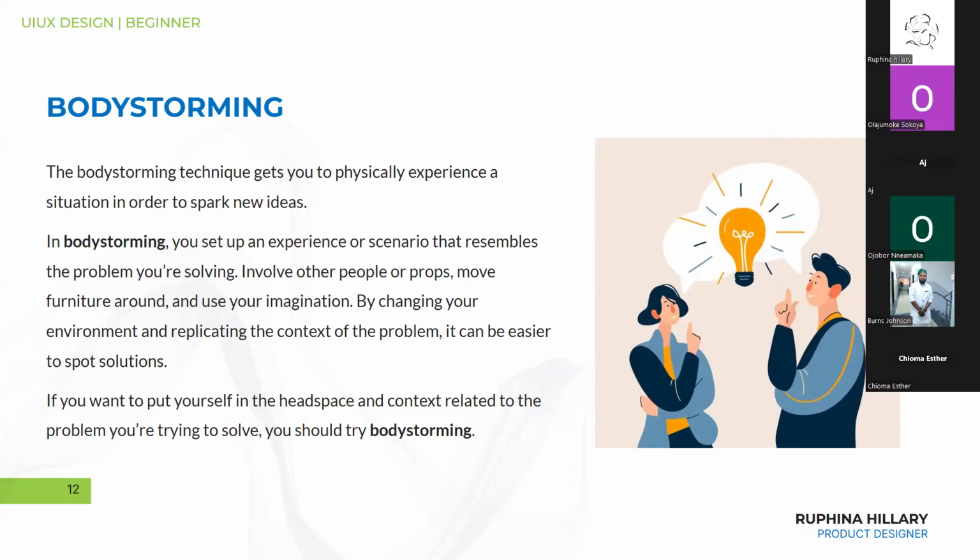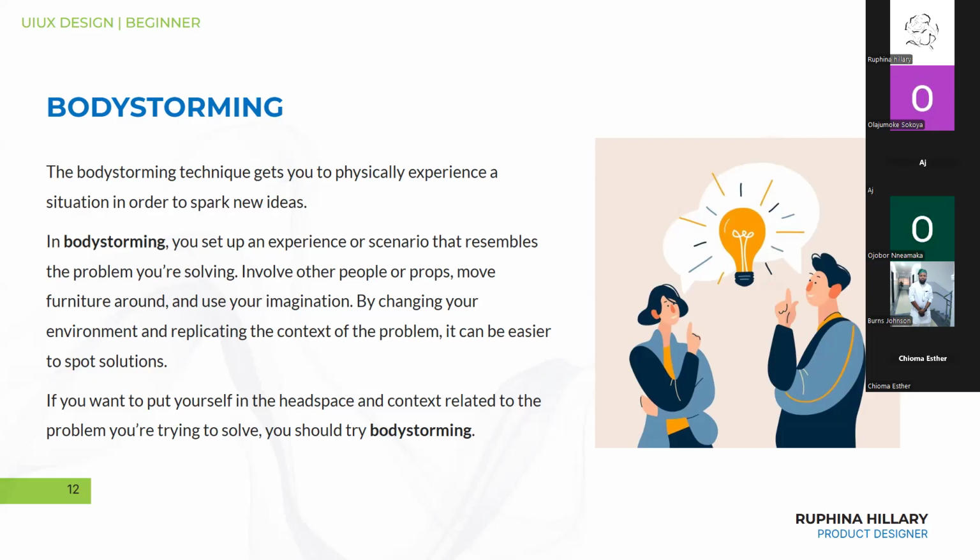By changing your environment and replicating the context of the problem, it can be easier to spot solutions. For example, your problem is people with traffic. Now you can just stand up from your workroom, go to the road and stand there. Imagine you are in this scenario where you have an appointment in 10 minutes time. Then you can see how long it takes for you to stop a taxi or a cab. So now you are in your user's shoes. You are body storming at this point in time.